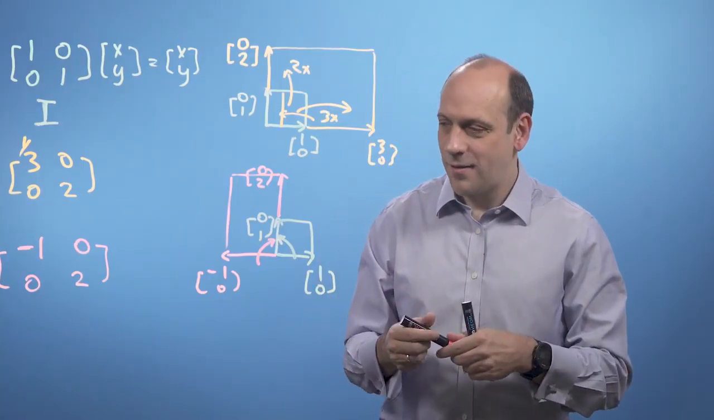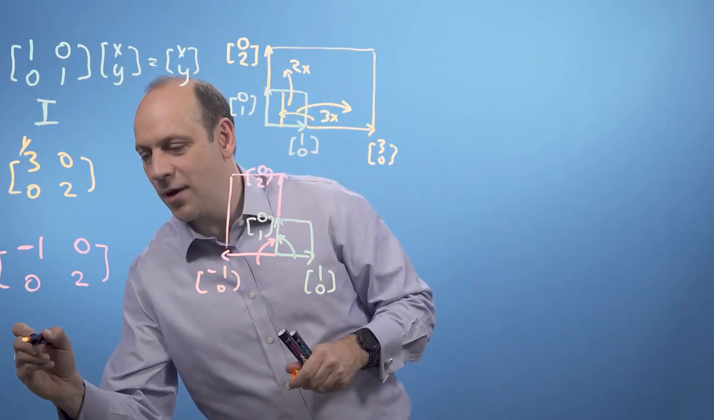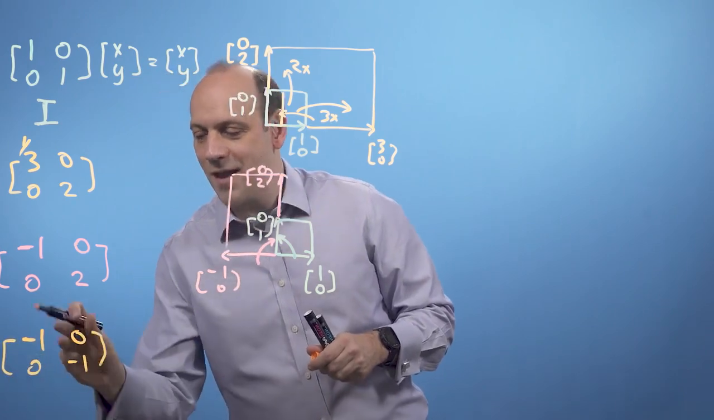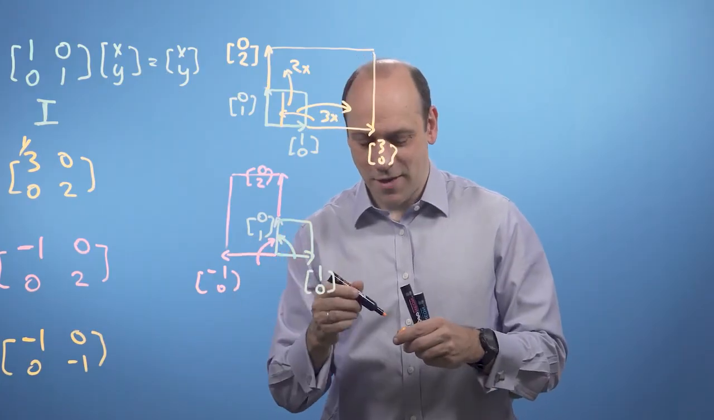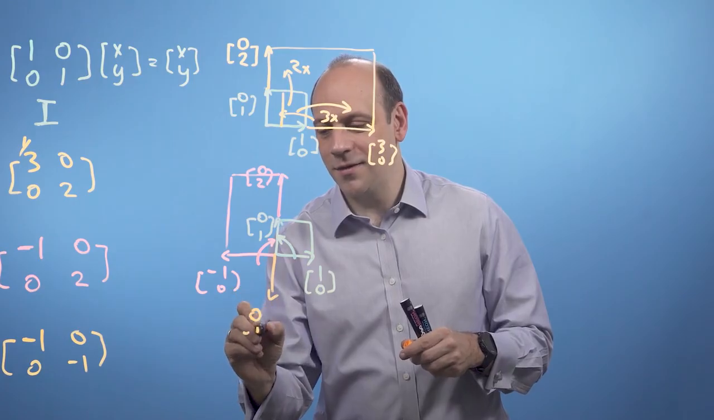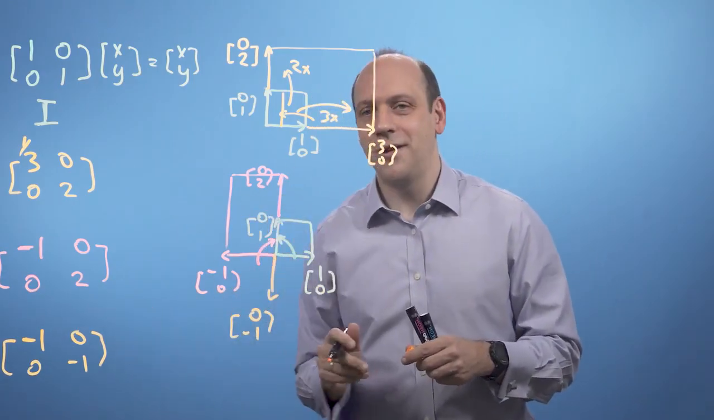Now the other matrix we need to think about, get another pen, is -1, 0, 0, -1. And that inverts everything. It inverts both axes. It takes (1, 0) to (-1, 0), and it takes (0, 1) down here to (0, -1). So it flips everything in both coordinates, and that's called an inversion.